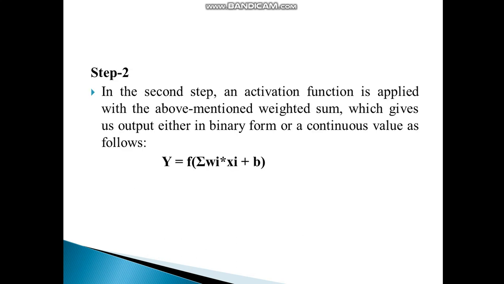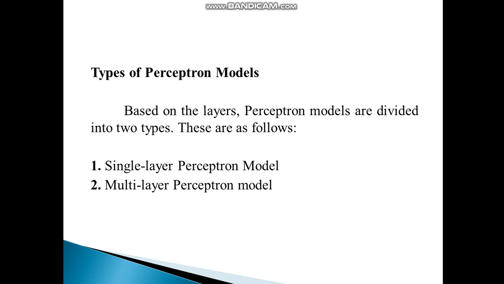Step 2. In the second step, the activation function is applied with the above mentioned weighted sum, which gives us output either in binary form or continuous value as follows. That is, y equals f of summation wi into xi plus b. Types of perceptron model. There are two types: single layer perceptron and multi-layer perceptron model.